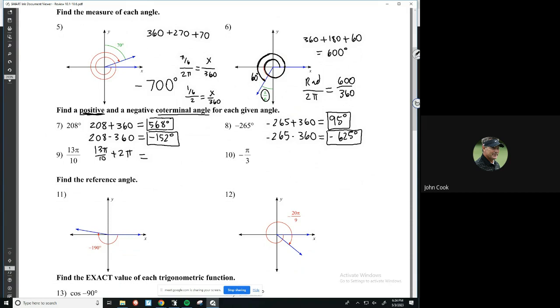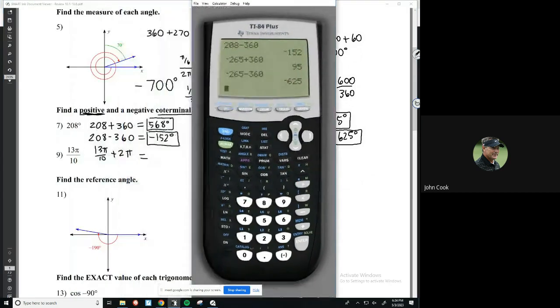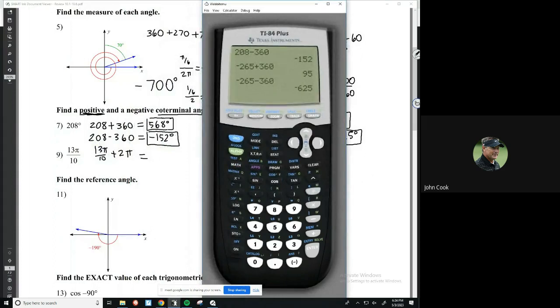I showed you a shortcut how to do this in the quiz review, and I'm going to utilize that shortcut. I just add the 13 tenths and the 2 together, and then I put a pi on it at the end. So watch, I do 13 over 10, then plus 2. I'd forget about the pi's for a second, and then I'd convert that into a fraction. So 33 over 10, and then I just put a pi on it. So 33 pi over 10. And it's positive, so that's a positive coterminal angle in terms of radians.